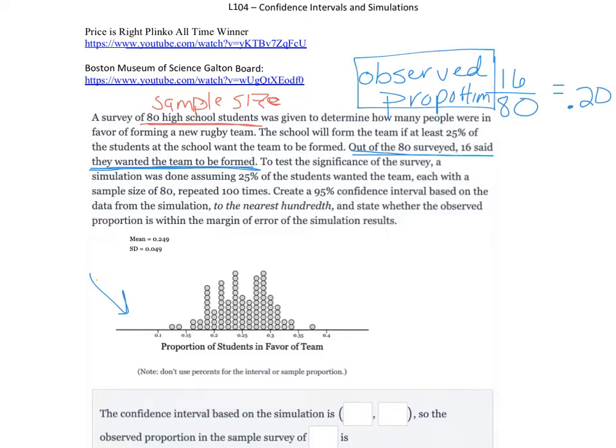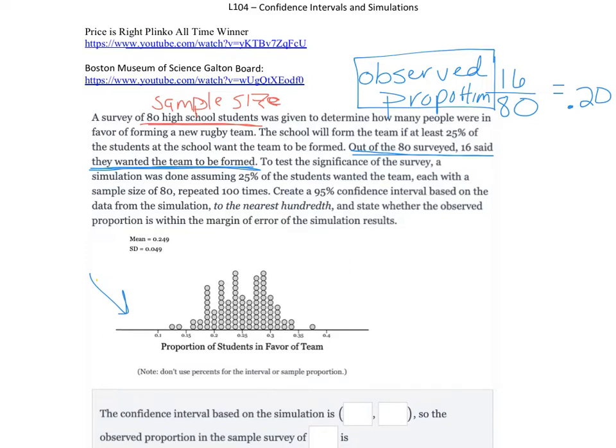To test the significance of the survey, a simulation was done assuming 25% of the students wanted the team, each with a sample size of 80 repeated 100 times. Create a 95% confidence interval based on the data from the simulation to the nearest hundredth, and state whether the observed proportion is within the margin of error of the simulation results. So there was a lot of information in here.